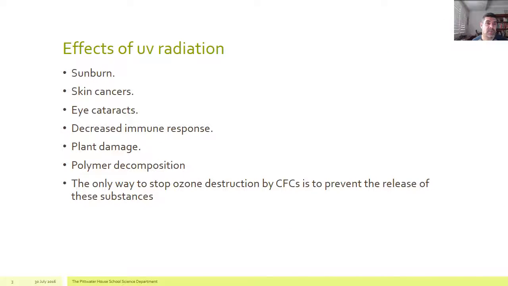Specifically, some of the problems with increased ultraviolet radiation include sunburns and skin cancers, melanomas, which is one of the problems that we have in Australia, or at least we had to a much higher extent. Eye cataracts, a decrease in the immune response, also some plant damage to phytoplankton in the seas as well as land, and polymer decomposition as well. So the only way we were going to be able to deal with this was to stop this ozone destruction and get rid of the CFCs that were going into the upper atmosphere.